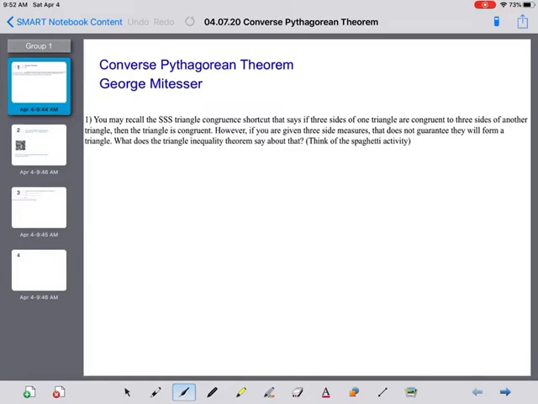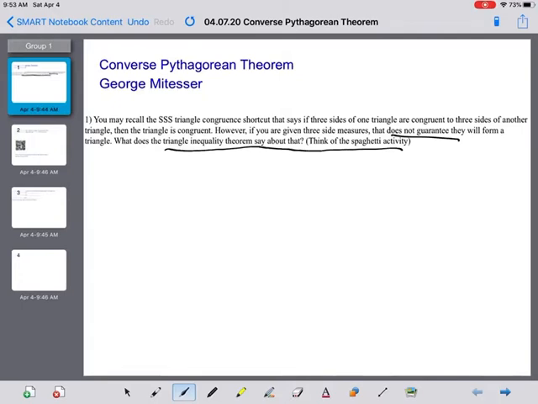So you may recall the SSS triangle congruence shortcut that says if three sides of one triangle are congruent to three sides of another triangle, then the triangles are congruent. However, if you are given three side measures, that does not guarantee they will form a triangle. What does the triangle inequality theorem say about that?